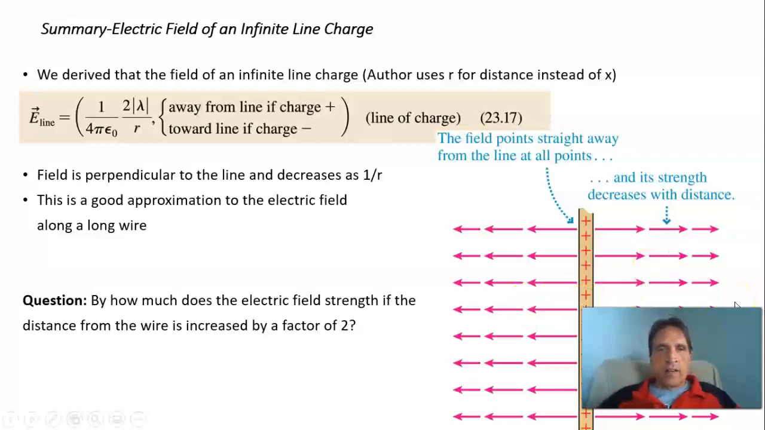Okay. Interesting thing about this is it's different from a point charge, right? Point charge, the electric field goes as 1 over r squared. This line charge, it only goes as 1 over r. Okay, so the electric field decreases more slowly as you move away from a wire, since it only goes as 1 over r, than it does for a point charge, which goes as 1 over r squared.